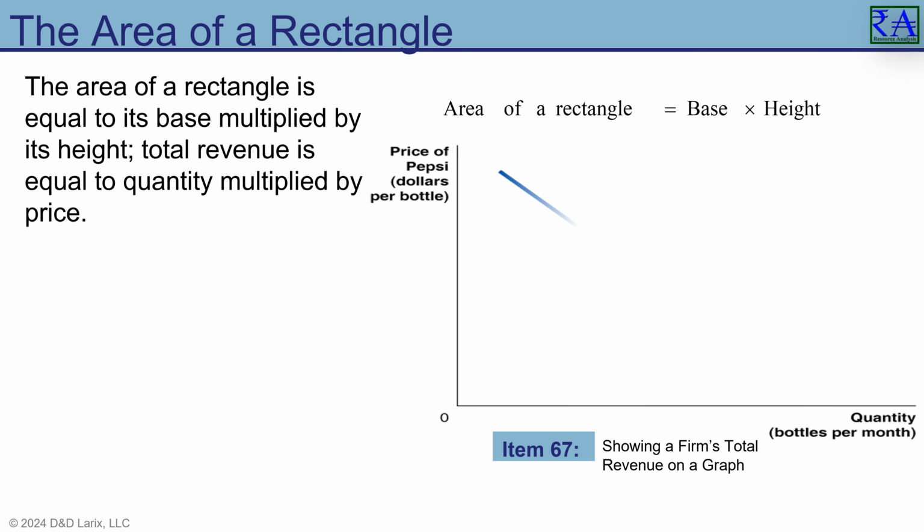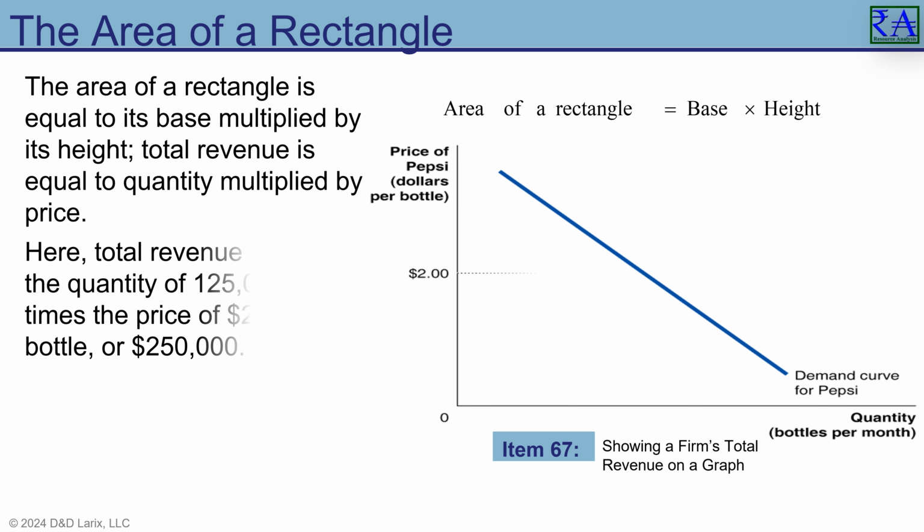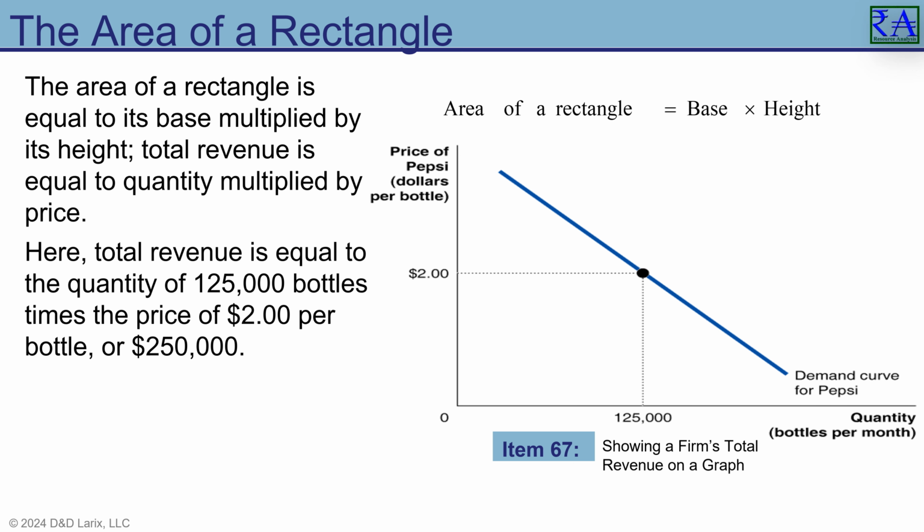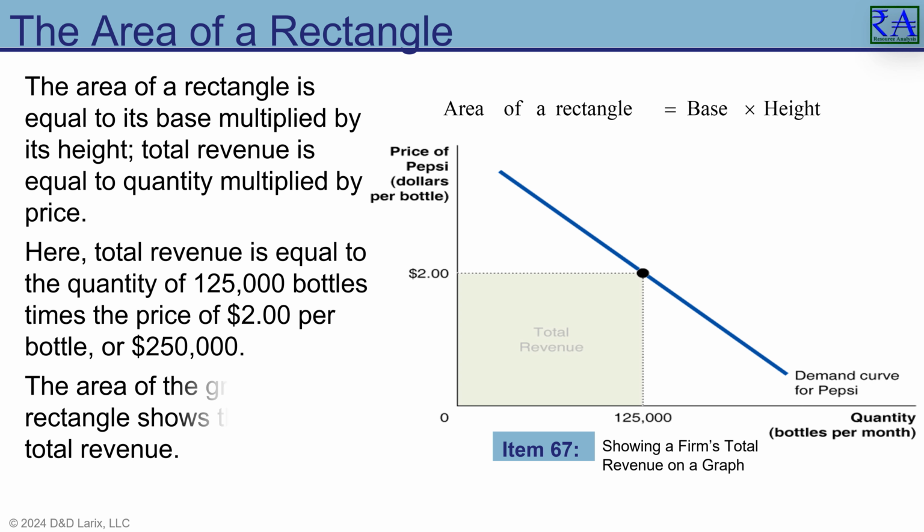The area of a rectangle is calculated by multiplying its base by its height. In economics, total revenue can be represented as the area of the rectangle where the base is the quantity of goods sold and the height is the price per unit. For example, if a firm sells 125,000 bottles at $2 each, the total revenue is 125,000 bottles multiplied by $2 per bottle, equating to $250,000. This total revenue is visually represented by the green shaded rectangle on the graph. It illustrates that total revenue is simply the product of price and quantity.